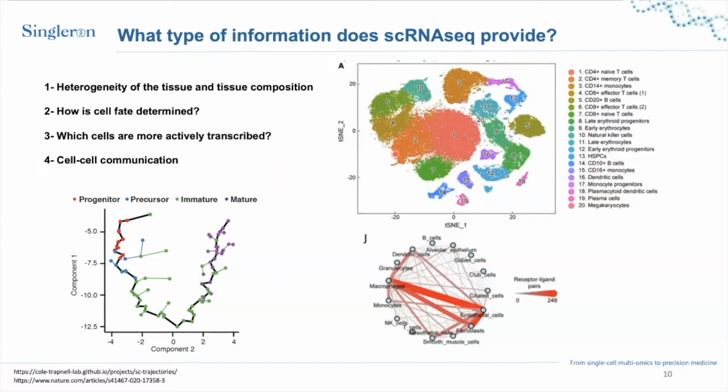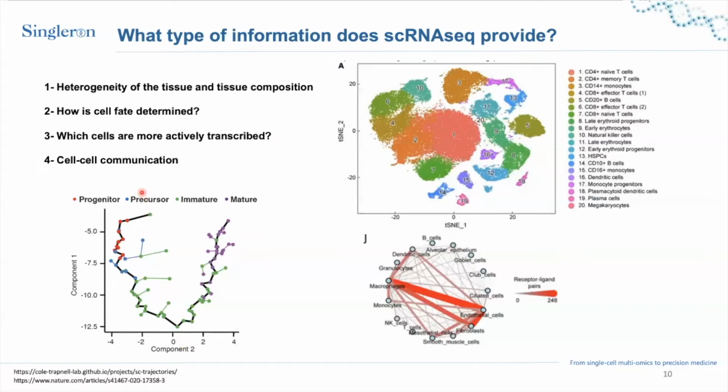Another piece of information that people get is how cell fate is determined. Especially this question is asked by developmental biologists because they are very much interested in cell development, cell lineage development. And there are different algorithms developed for this purpose. One is trajectory analysis, the other is RNA velocity. But based on those, we can identify progenitor cells, precursor cells, immature and mature cells, and it's depicted based on component 1 and component 2.